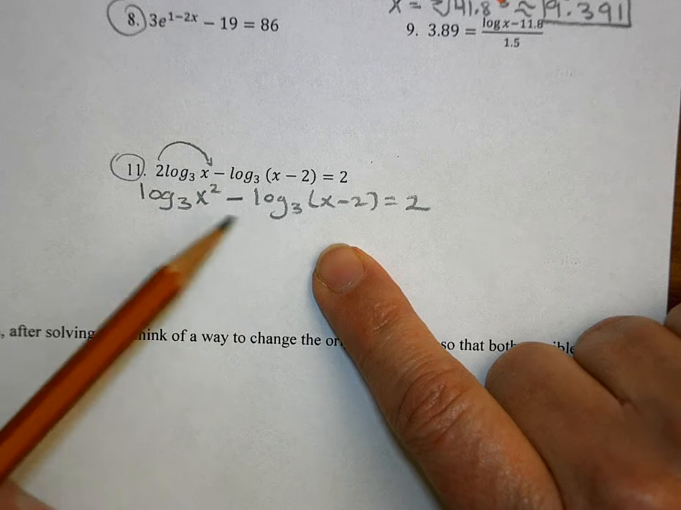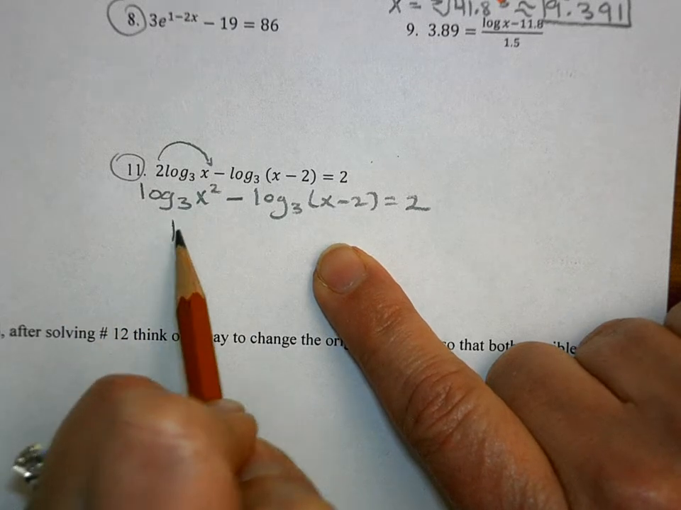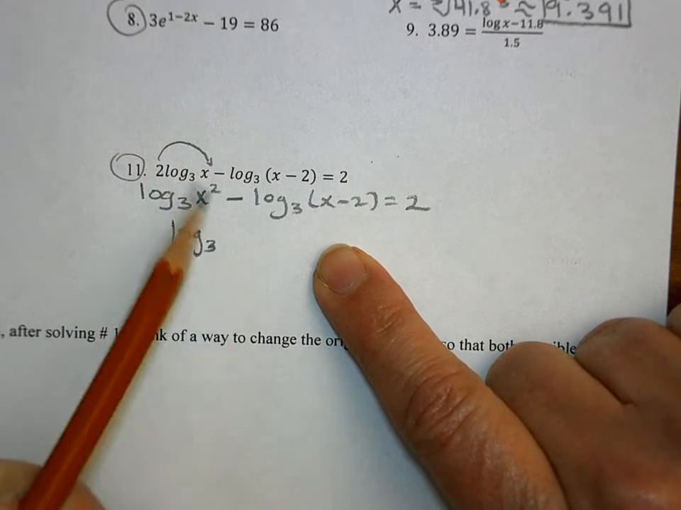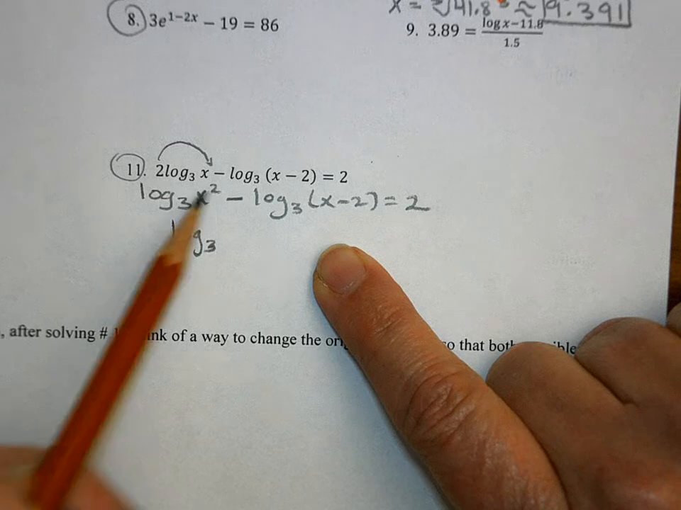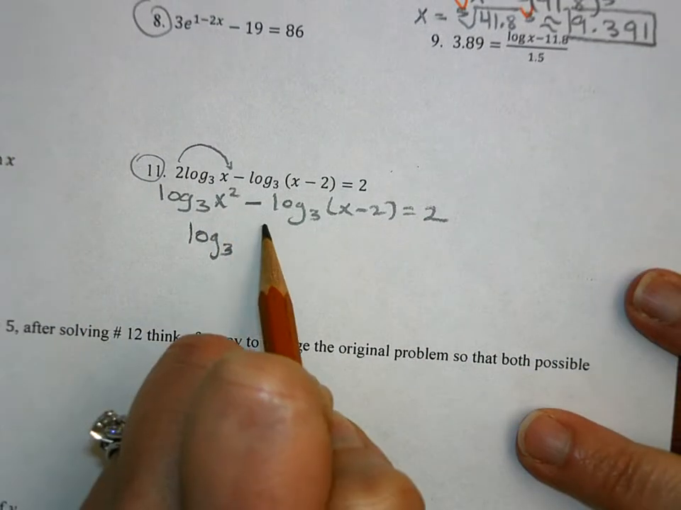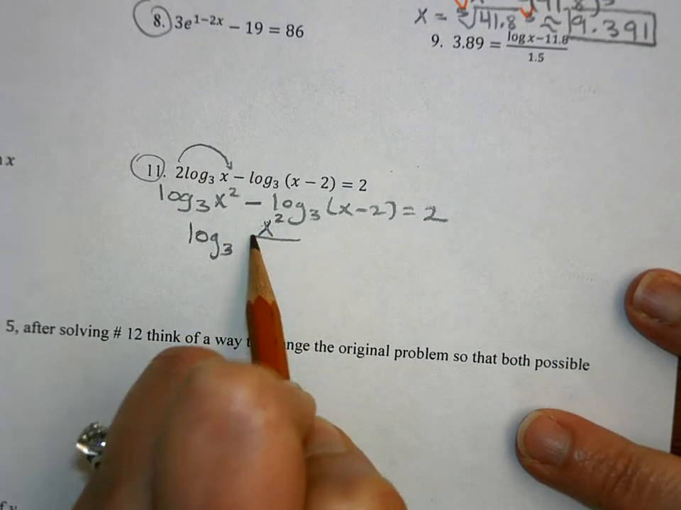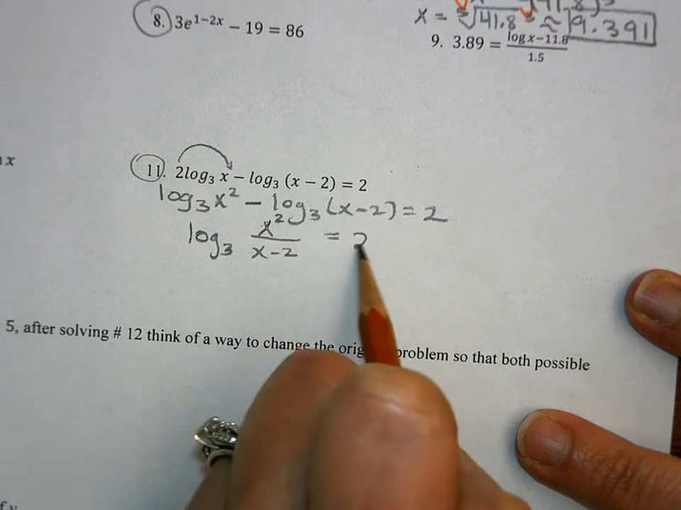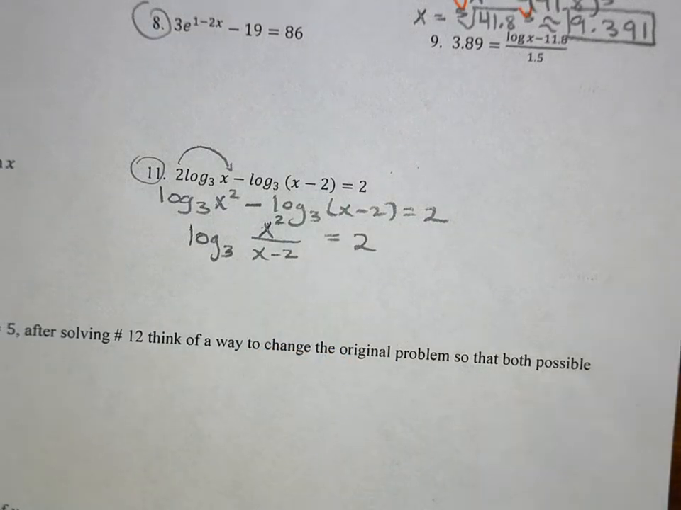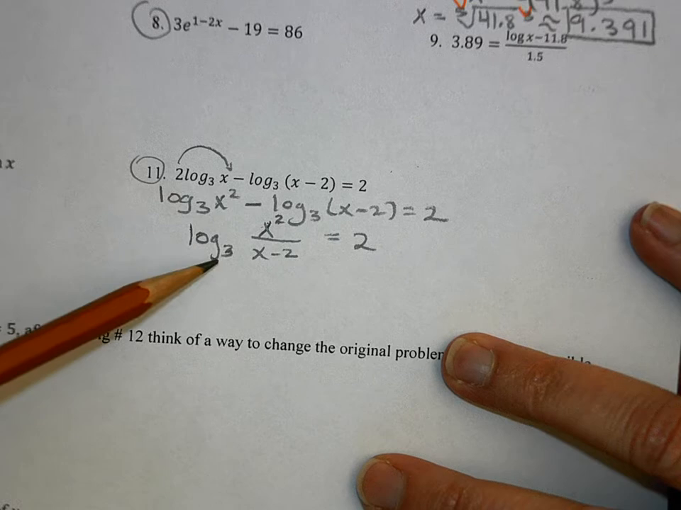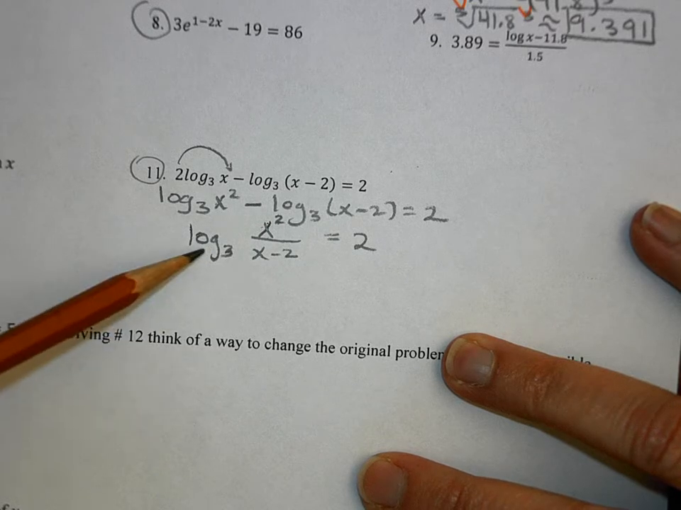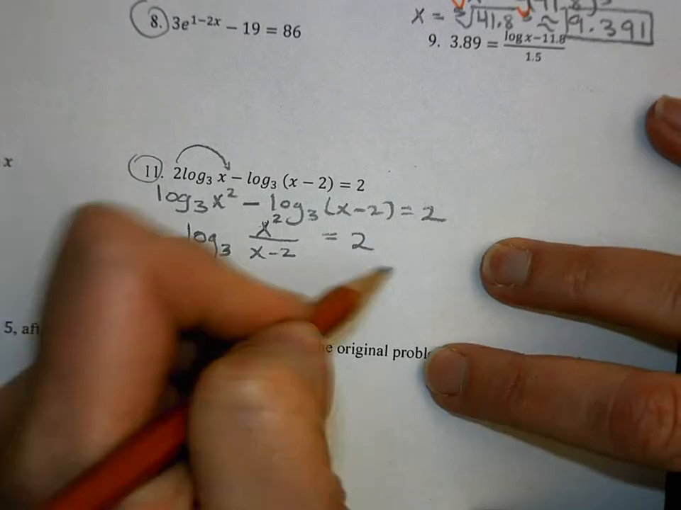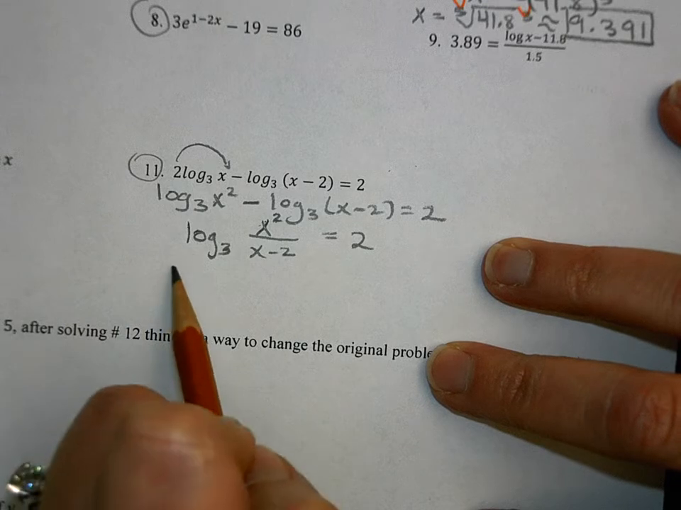And then I still want to combine these into 1 log, so that would be log base 3. Whenever we're subtracting logs, we divide their values. So it would be x squared, the left, over the right, which is x minus 2, and then still equal to 2. From there, I want to get rid of the log base 3. So I want to make this a power on 3, and whatever I do to the left, I have to do to the right.